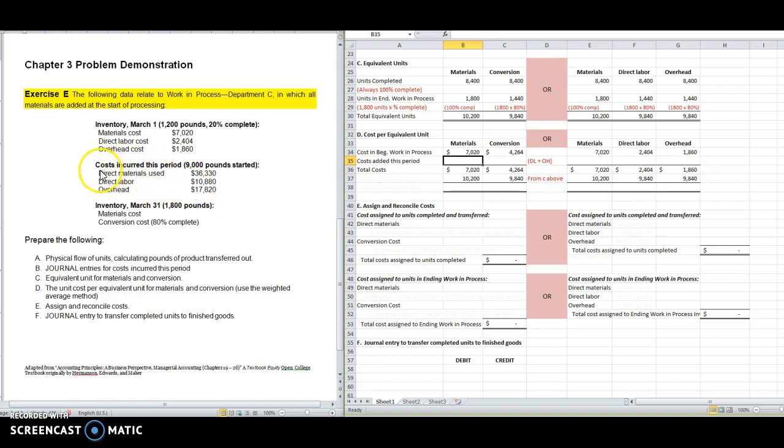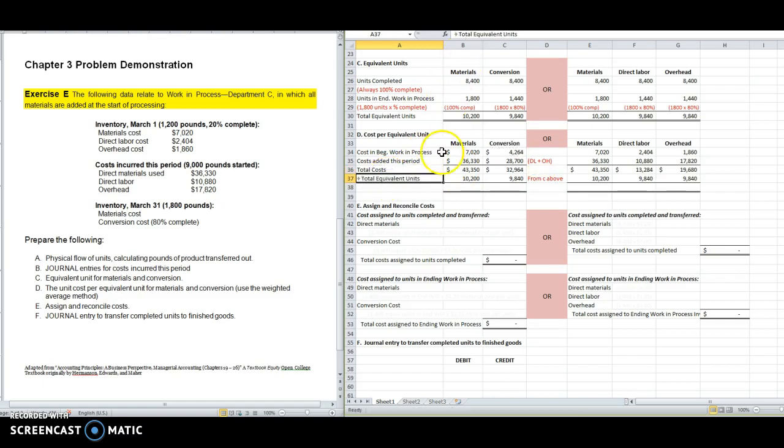For costs added this period, we're going to look in the problem information. We're going to look in this section for the dollar amounts. It was 36,330 for materials. For direct labor, it was 10,880, and for overhead, it was 17,820. Again, we add direct labor and overhead together to get the conversion. You can do it this way with one column, or you can do it this way with separate columns for direct labor and overhead. Either way will get us the same results. Then we just add the costs together to determine the total costs for this process.